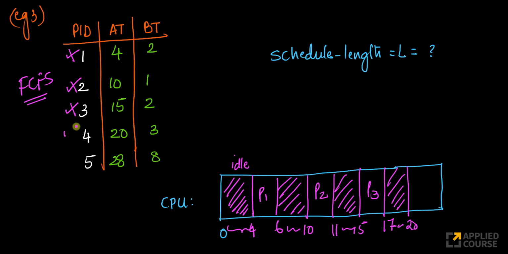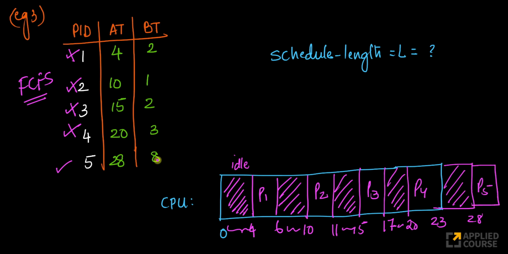At 20, P4 comes into existence. P4 comes into my ready queue, so I'll schedule P4 now. P4 requires 3 seconds, so it will finish at 23 seconds. And again, once it finishes at 23 seconds, I still don't have any other process up to 28 seconds. So up to 28 seconds, I'm going to sit idle. At 28 seconds, I'm going to get my P5, and P5 will run for 8 more seconds, which means 28 plus 8 is 36.